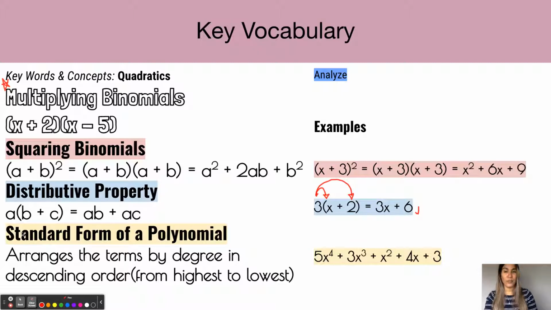And finally, what is the standard form of a polynomial? The standard form of a polynomial arranges its terms by degree in descending order, from highest to lowest. Descending order means from highest to lowest. So an example of this is, here we have a polynomial. We have that the degree is 4, 3, 2, 1, 0. So it's organized from highest to lowest, so it is arranged in standard form. So with these concepts in mind, we are going to analyze our introduction launch.